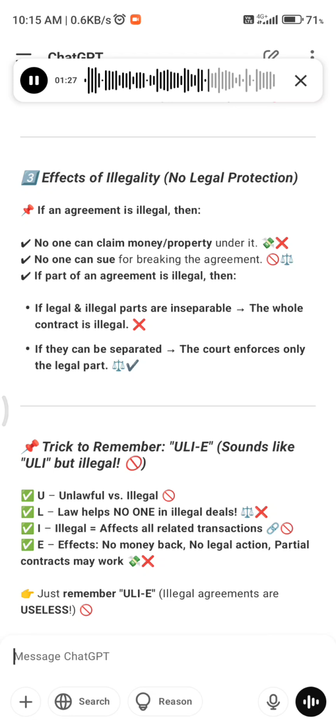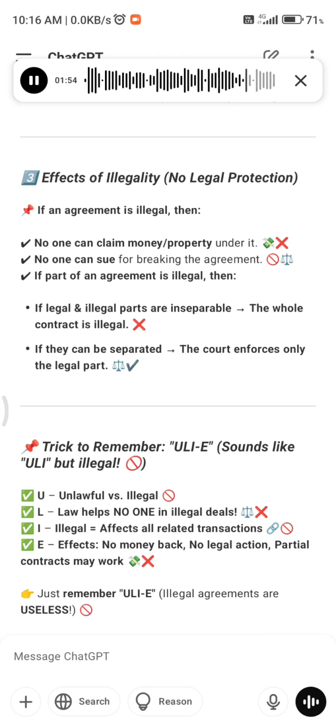Act 3. Effects of illegality, no legal protection. If an agreement is illegal, then no one can claim money or property under it. No one can sue for breaking the agreement. If part of an agreement is illegal, then if the legal and illegal parts are inseparable, the whole contract is illegal. If they can be separated, the court enforces only the legal part.